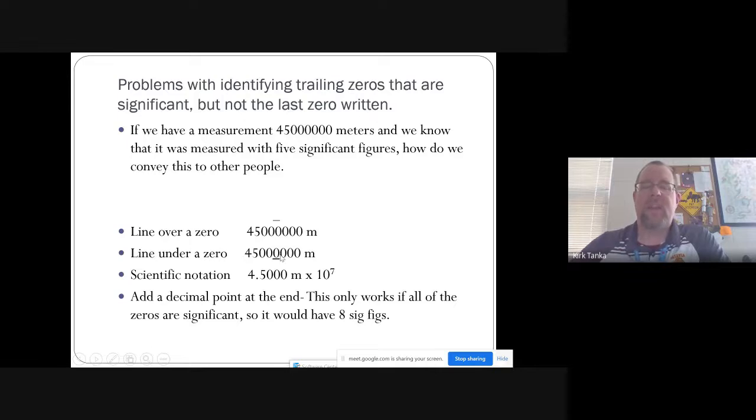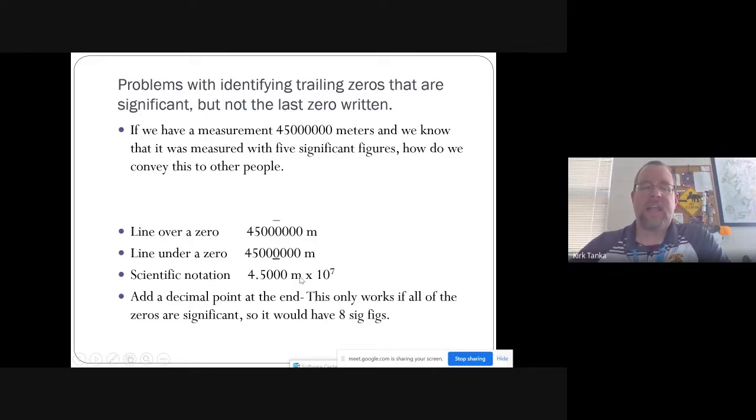You might see it written as 45000 with a line under it, because sometimes if you're writing or typing stuff, it's hard to get the line over the 0. So just put a line under it.